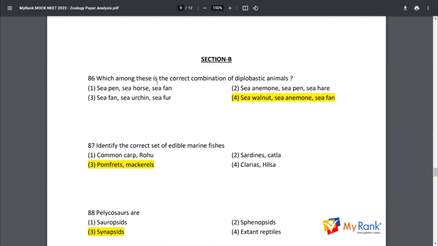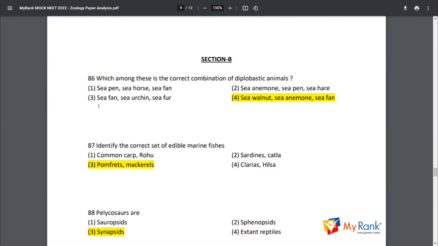Now sea pen and sea fan are correct amongst cnidarians, whereas seahorse is a category of Pisces, which is a triploblastic phyla. Now, option B is ruled out. Moving to option 2, sea anemone, sea pen, and sea hare. Sea anemone and sea pen again are cnidarians, whereas sea hare is a mollusk. Now, mollusk again is a triploblastic phyla. So, option 2 is also ruled out.